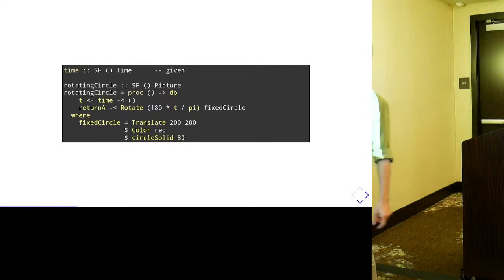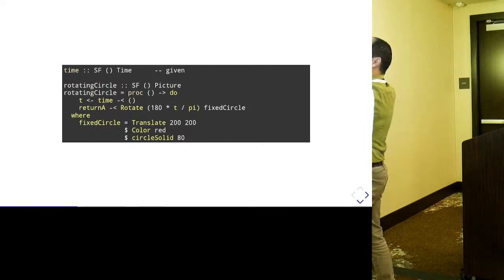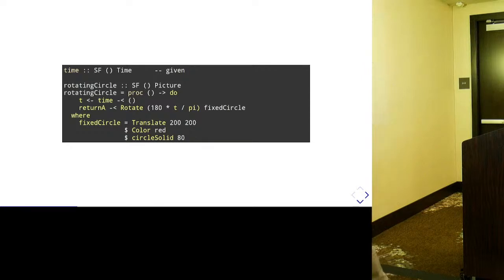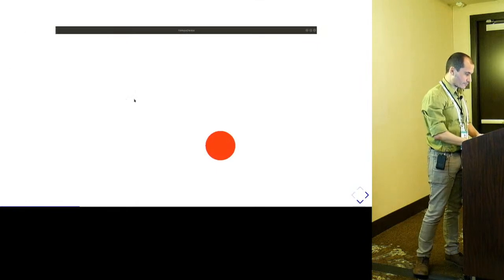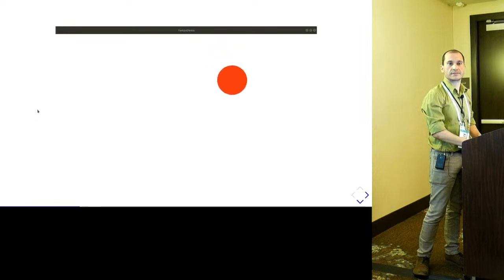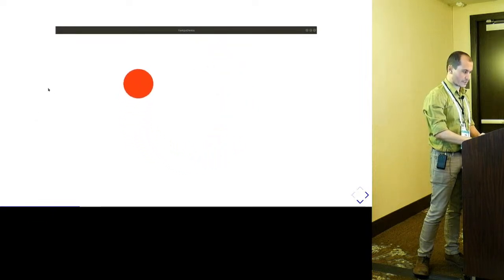And then we rotate a fixed circle, which is just a circle moved to the right. It's a solid circle that is red, and it's moved to the right and up. And we rotate that thing. So essentially what we do is we take the circle, we displace it, and then we start rotating the whole image, right? And this is what we should see, right? So it's relatively simple to draw these things.